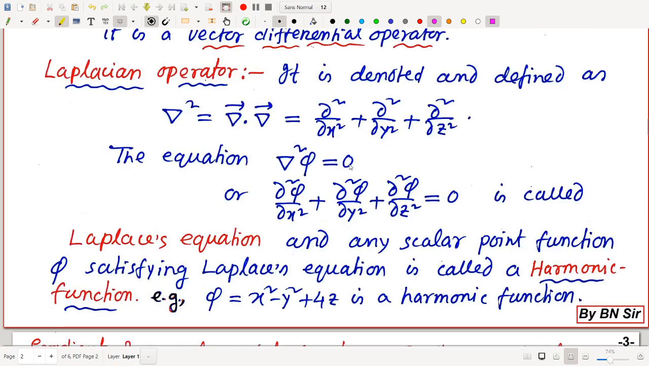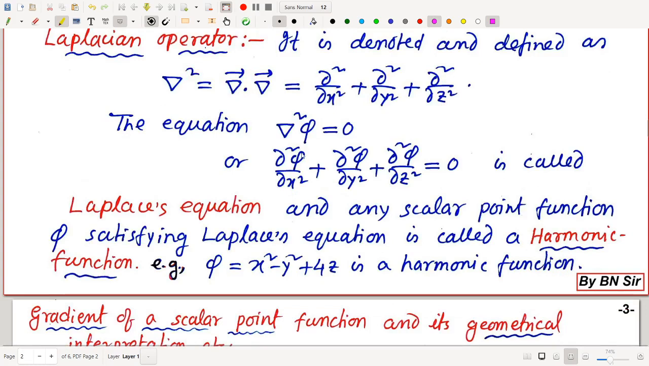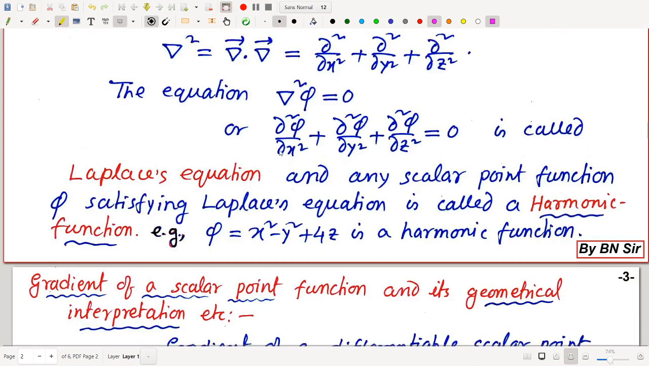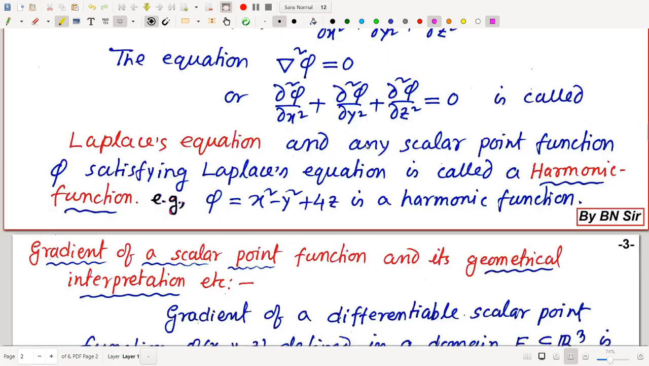The equation del square phi equal to 0, that is del square phi by del x square plus del square phi by del y square plus del square phi by del z square equal to 0, is called Laplace's equation. Any scalar point function phi satisfying this Laplace's equation is called a harmonic function in 3 dimensions. If we omit del square phi by del z square, meaning in 2 dimensions, that is also a harmonic function in 2 dimensions, as we get in complex analysis for the definition of harmonic function.